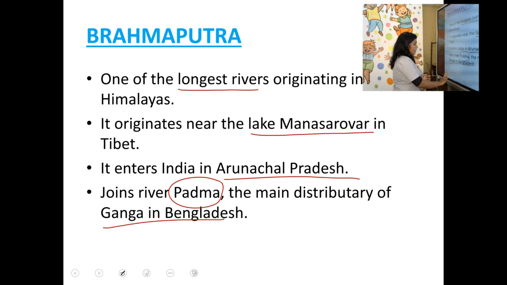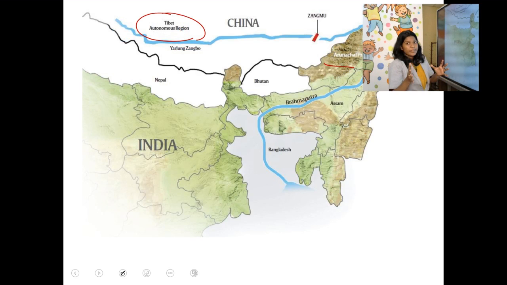That is the Brahmaputra river. So the Brahmaputra originates near the lake Manasarovar in Tibet. Then it enters India, and the first state it reaches is Arunachal Pradesh.